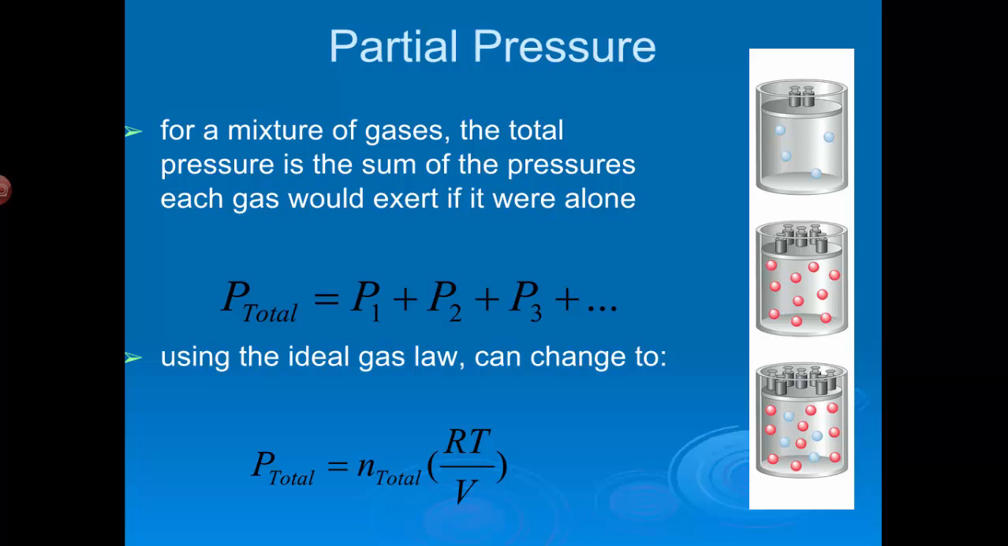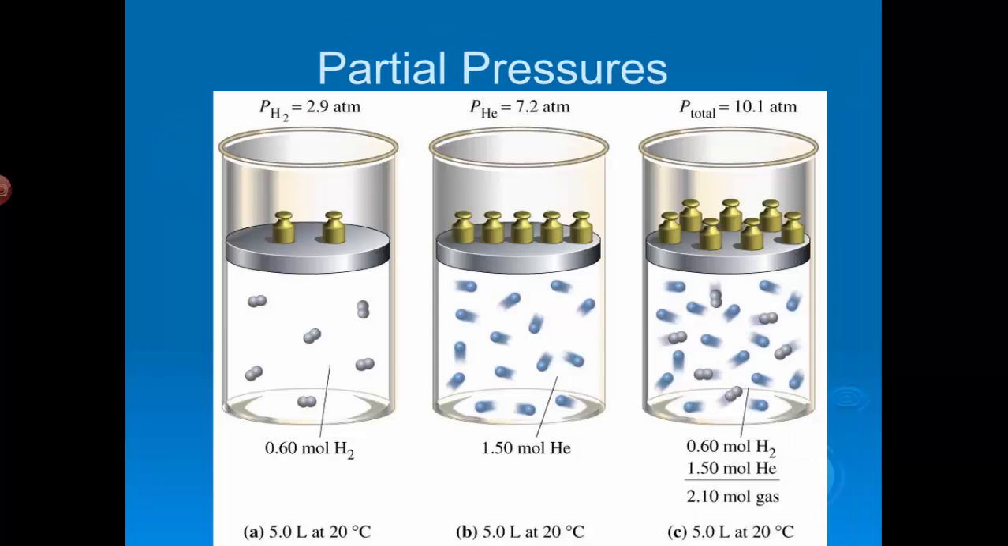And if we use the ideal gas law, we have P total is equal to the total number of moles, because moles and pressure are related, times RT over V. So here's an example.